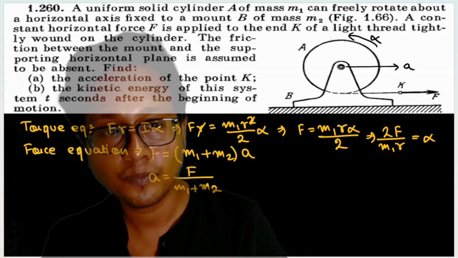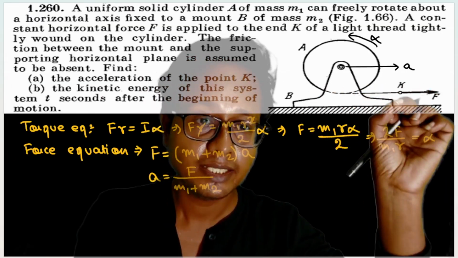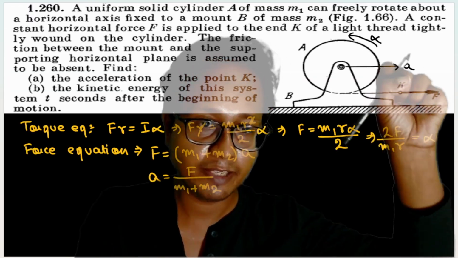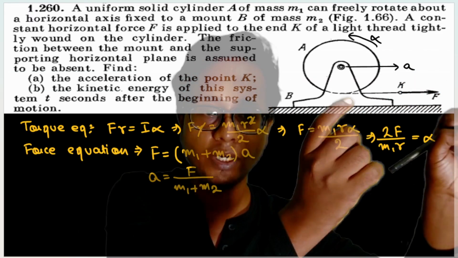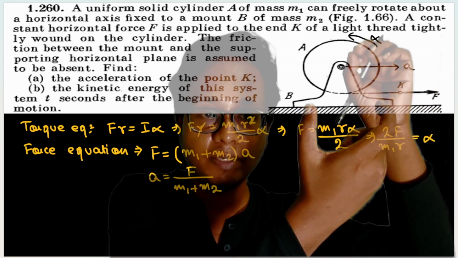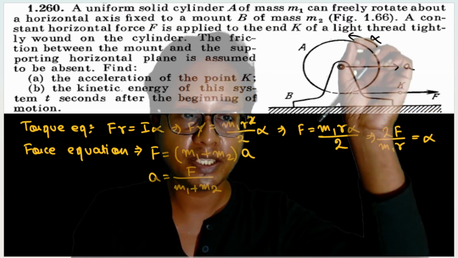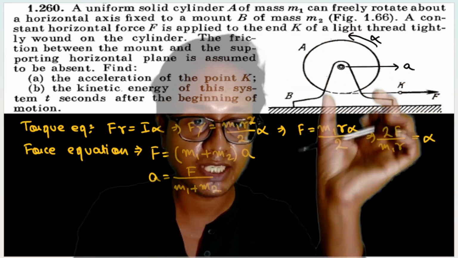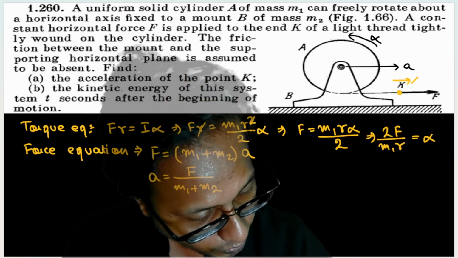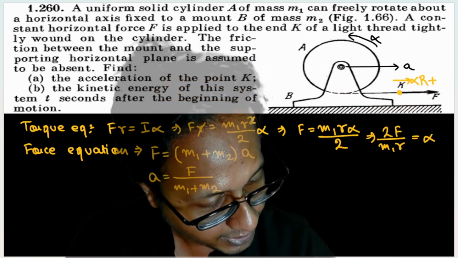Now the question is asking us the acceleration of point k. That means in this thread there is a point k out here. And what is the acceleration of this point k? See, if I just hold this entire thing out here and pull this one, the acceleration of this entire thing will be nothing but alpha into r. But if I leave this one, the acceleration of this point will be nothing but alpha into r plus acceleration of this entire block, isn't it? Acceleration of this point would be acceleration due to rotation, which is alpha into r, plus acceleration due to linear motion, plus a.